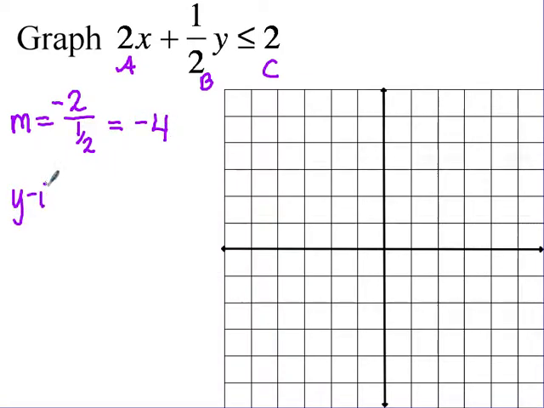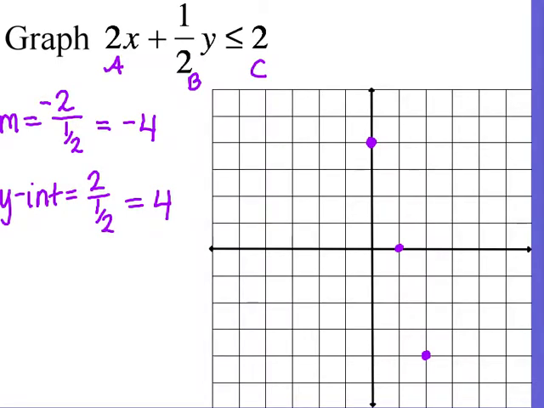What's the y-intercept? It's going to be in this problem 2 over what? 1/2 again. So what's the y-intercept? 4. So I'm going to start by putting a dot there at 4. What does the slope of negative 4 mean? Down 4 over 1. What type of line am I going to use here, folks? A solid line. The reason why I'm using solid as opposed to dashed is because there is an equal to sign present there.